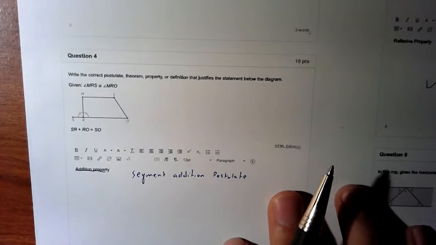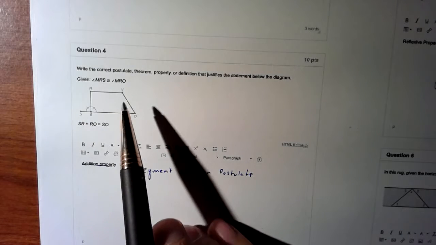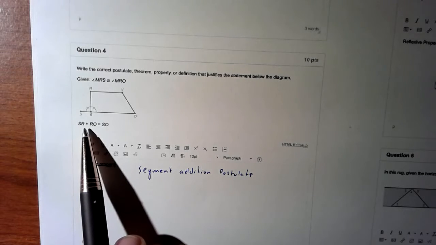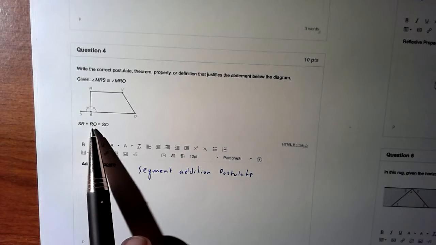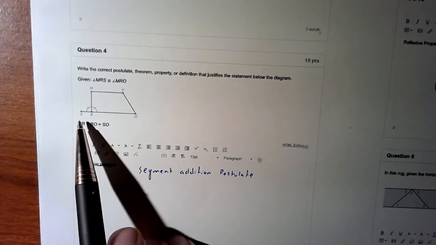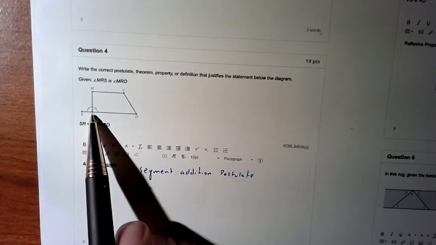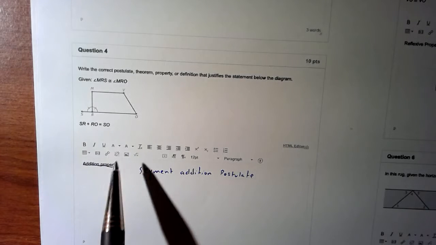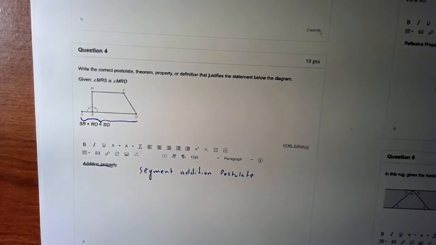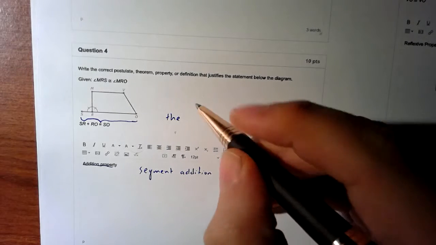Okay. So now we can look at question 4. And this one is saying that the measure of segment SR plus the measure of segment RO equals the measure of segment SO. So let's look at that. We're saying this little part right here plus this other little part equals the whole, the whole meaning the entire line segment. Again, this is one of those cases where the whole is the sum of its parts.